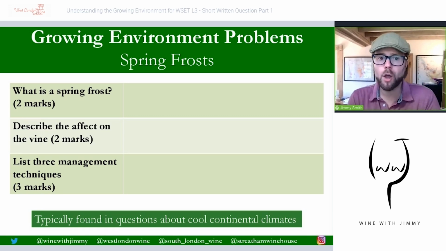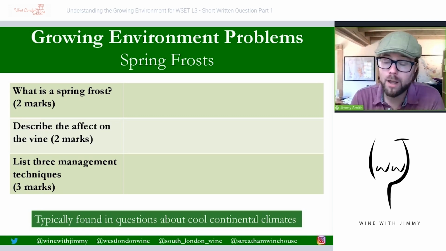So next up, in terms of a growing environment problem, is spring frost, which is a very common issue found in cool continental climates. This will also transgress to areas that are maybe cool maritime too, but it's much more significant in cool continental climates. To give you some examples, things like Champagne, Alsace, Burgundy, parts of the Loire Valley will all suffer probable spring frosts. So we need to understand what it is at the level 3 standard.